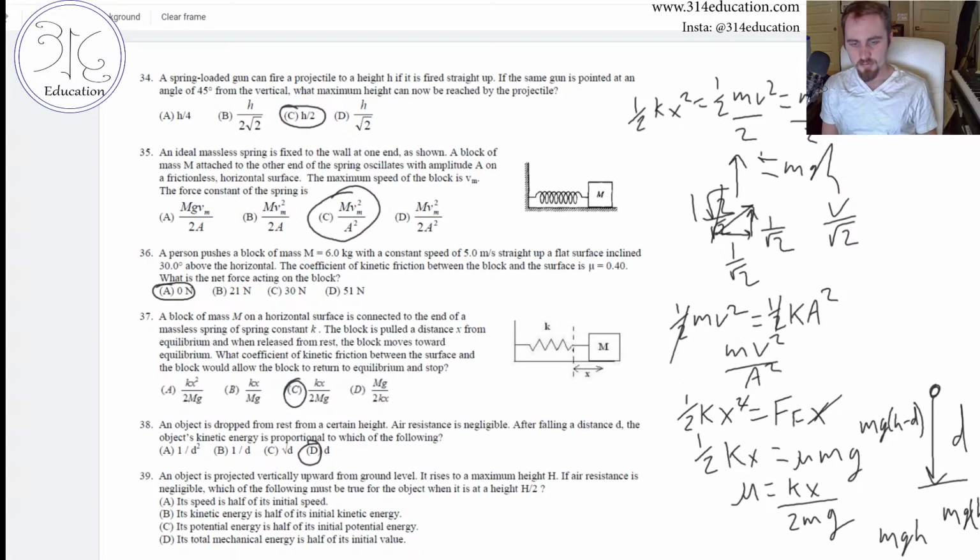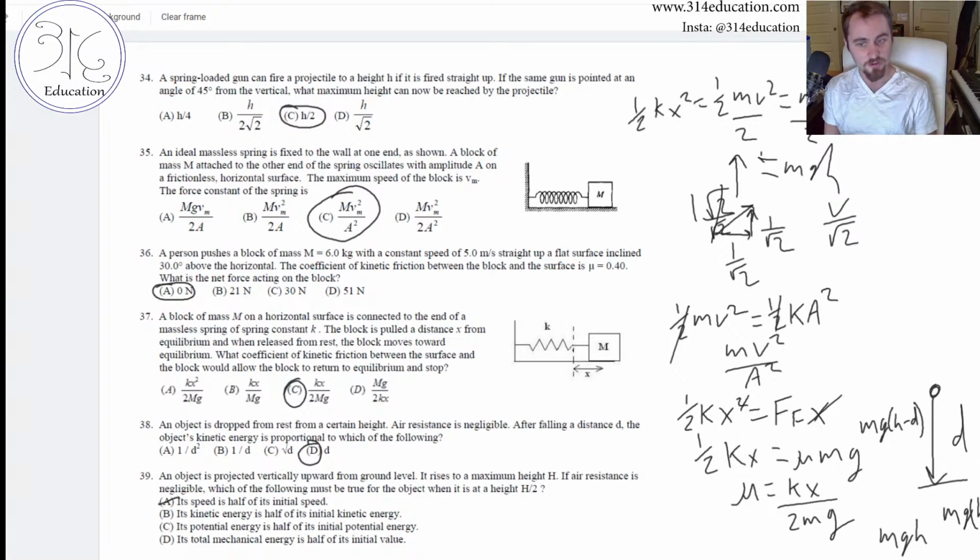So our last one for this page here, I think this actually might be our last multiple choice one for tonight. We've got an object is projected vertically upward from ground level. It rises to some maximum height h. If air resistance is negligible, which of the following must be true for the object when it's at a height h over 2? Its speed is going to be half of its initial speed. That's not going to be the case, because we expect the kinetic energy to be half of that, and so its speed would be lower than that, because that needs to be a v squared term.